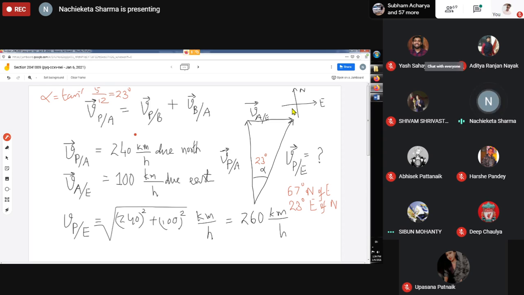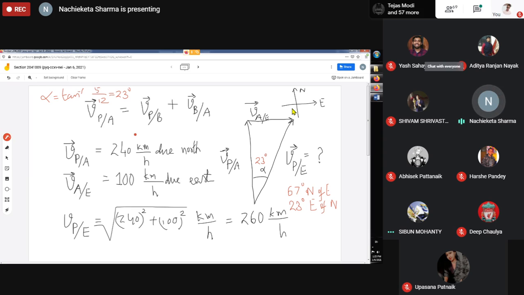And then I showed you projectile motion, which is a combination of two types of motion, horizontal and vertical motion. Horizontal motion is a motion with constant velocity, and vertical motion is a motion with constant acceleration. And what is that constant acceleration? That is minus g, minus 9.8 meter per second square. It is always vertically downwards.